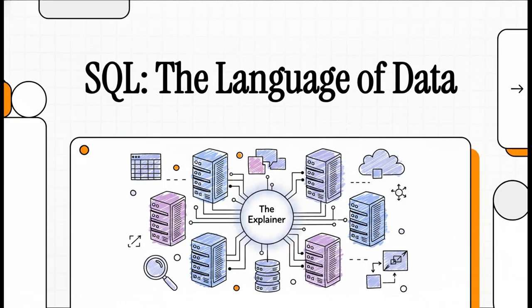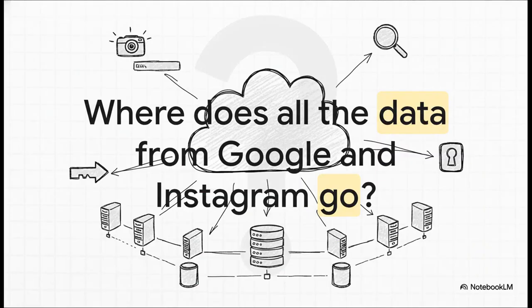It's basically the language that powers our entire digital world, letting us talk to the huge databases that store, well, pretty much everything. So let's just dive right in with a big question. Every single time you post a photo, search for something, or even just log into an app, you're creating data. But where does all that stuff actually go?